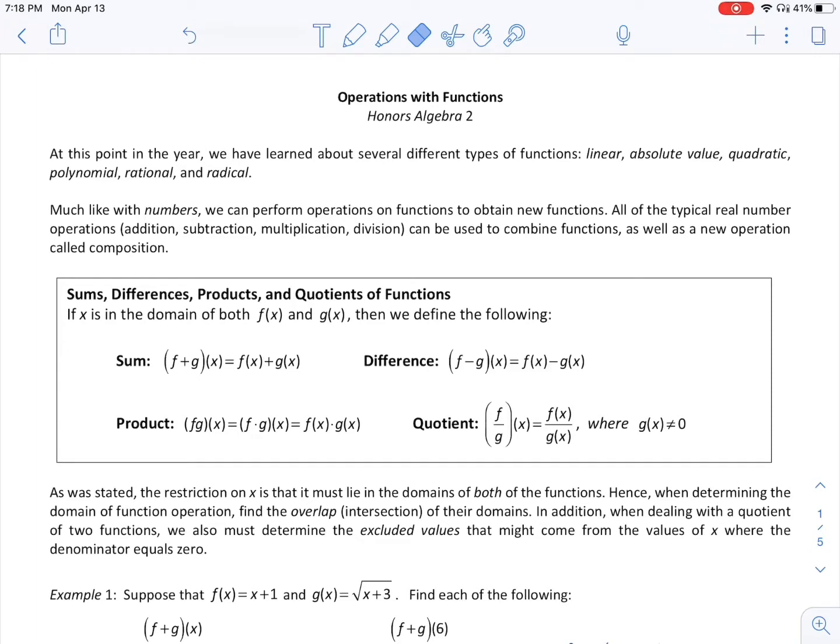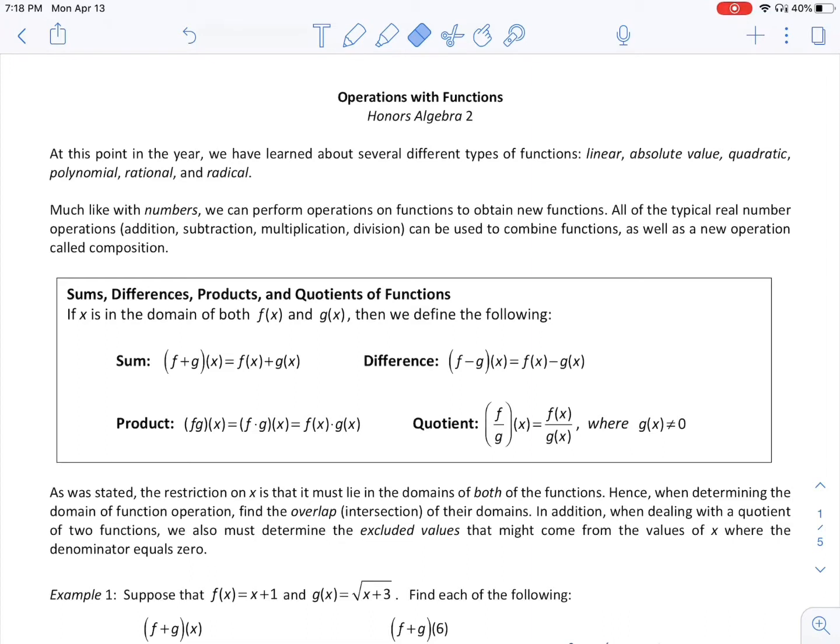But prior to doing that, we are starting by thinking about ways we can combine functions of different varieties in different ways. At this point in the year, we've seen several different functions: linear functions, absolute value, quadratic, polynomial, rational, and two different types of radical functions, the square root and the cube root. Much like with numbers, we can combine these functions in several different ways. We can add them together, we can subtract, we can multiply and divide all these different types of functions.